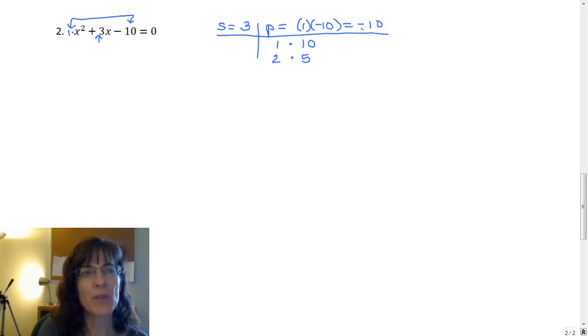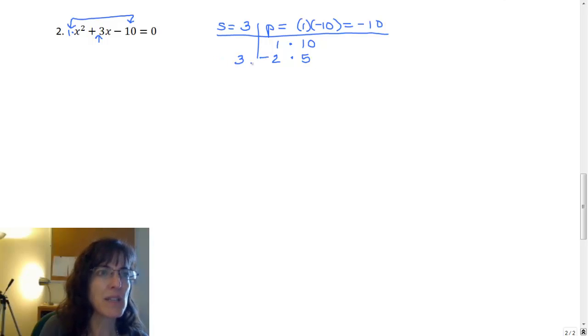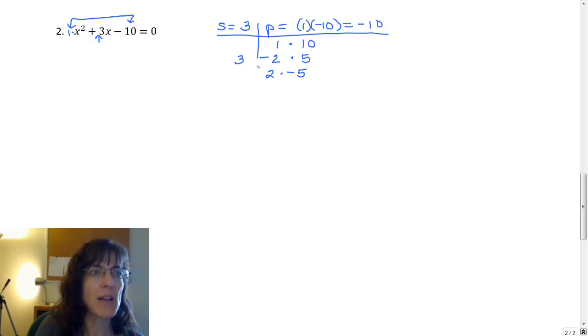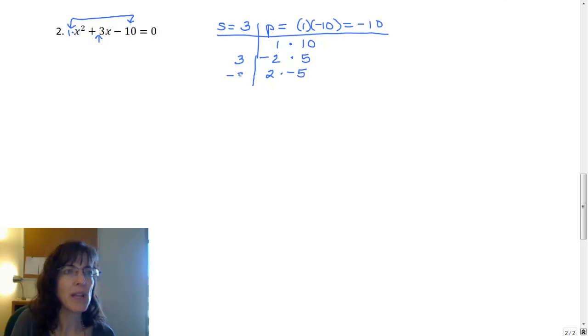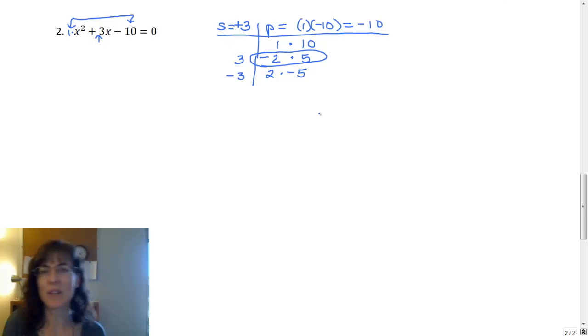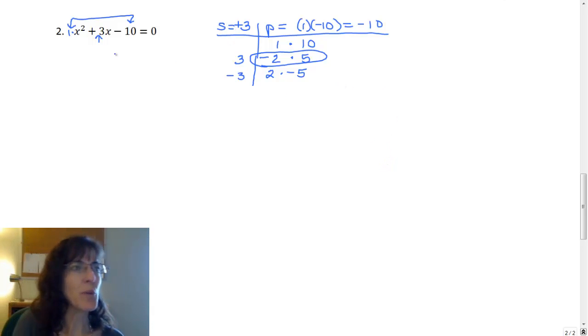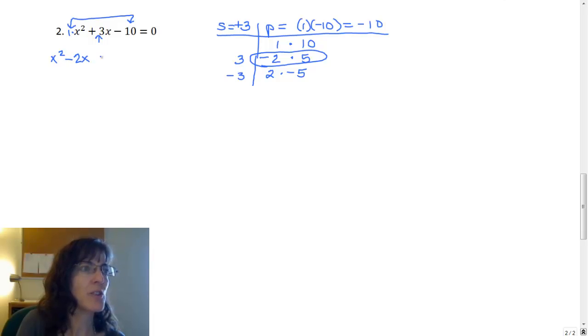But now I have to work out the sign. So I need a negative 10 for my product. So one of these two has to be negative. And if I put the negative here, then I'll get a positive 3. And let's just look at the other possibility. If I put the negative on the 5, then my sum will be negative 3. So the pair that I want is the one that gives me the positive 3 because that was what I was after. So when I rewrite this, it's x squared minus 2x plus 5x minus 10 equals 0.